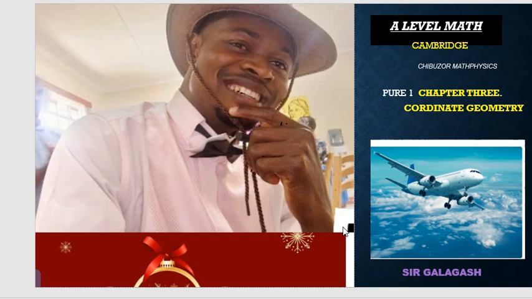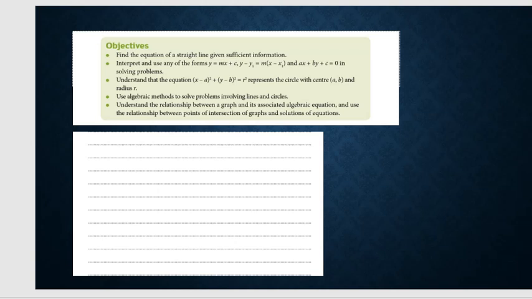Coordinate geometry also solves issues like linear programming, and this includes formulating and using equations of straight lines and graphing them on coordinate axes. So ideally in coordinate geometry we are going to look at the equation of a straight line given sufficient information. That will be the objective. Let's quickly look at it.